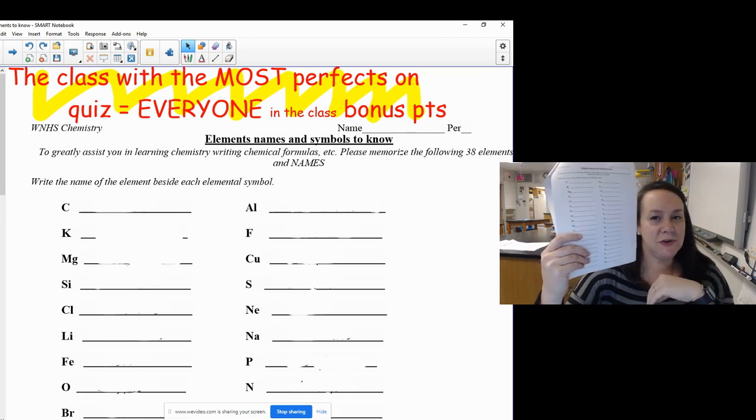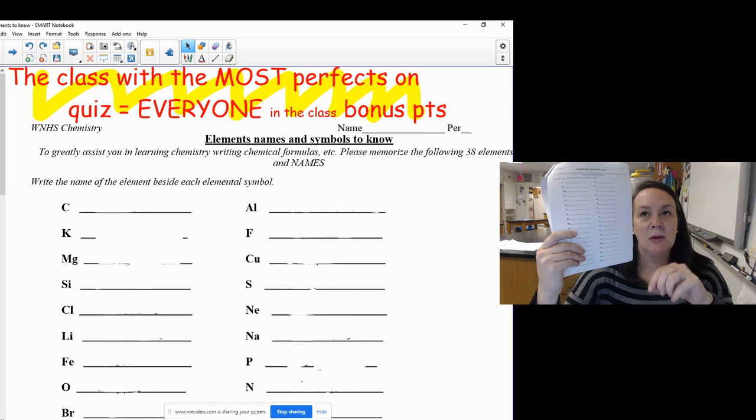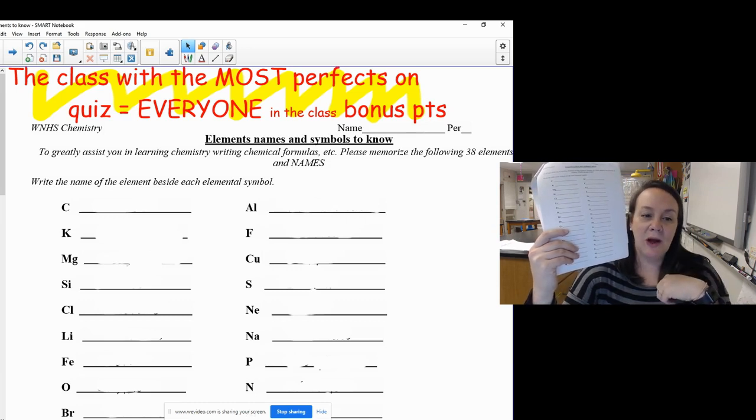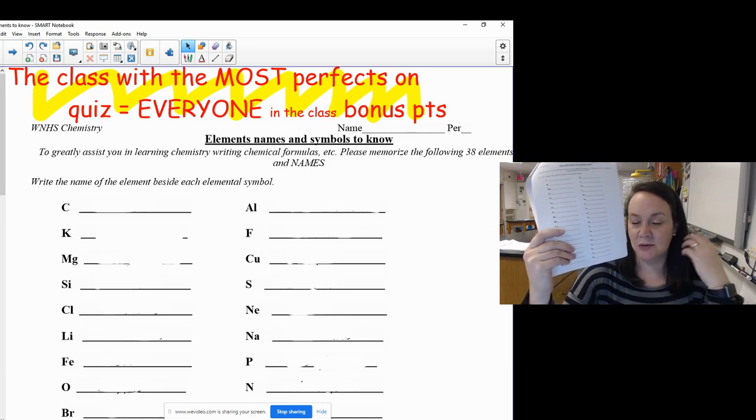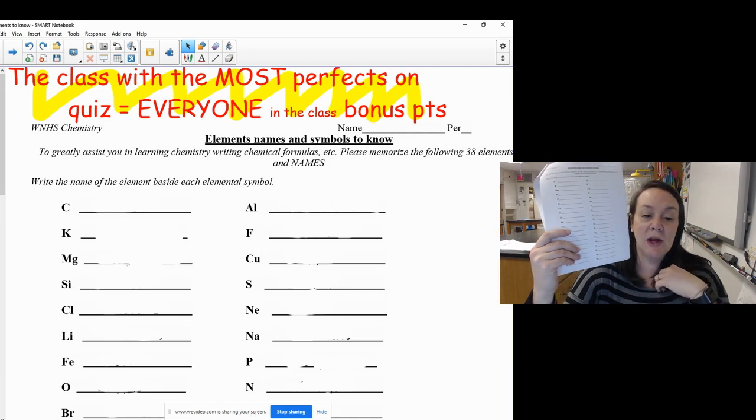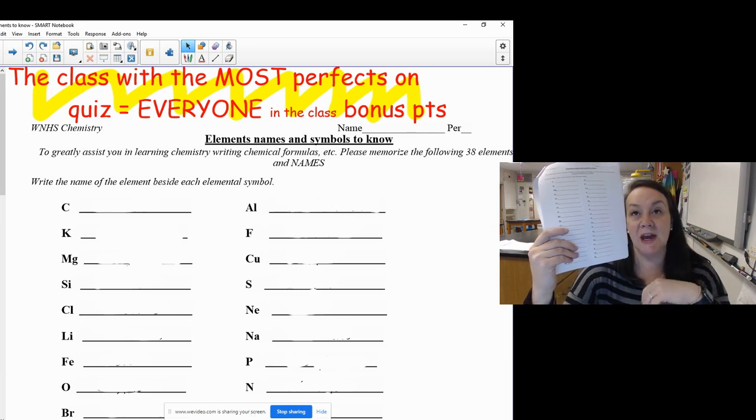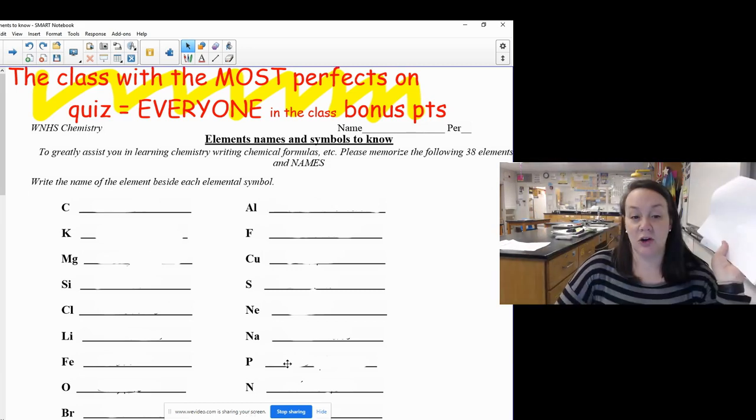But we want you just to fill this in, because there's a lot of misconceptions where people are like, well, I don't know what K is. There's no element with K. And some people get confused, like they know that C is calcium, but C is actually carbon.